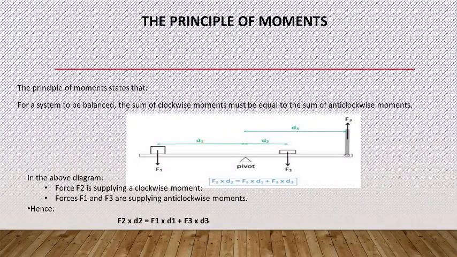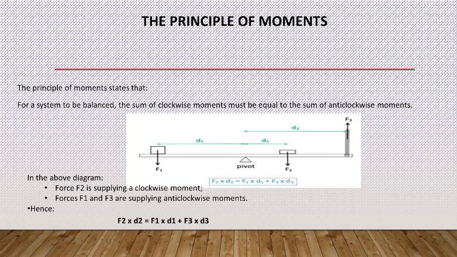The principle of moments states that for a system to be balanced, the clockwise moment equals the anti-clockwise moment. So in the diagram above, force F2 is supplying a clockwise moment, while forces F1 and F3 are supplying anti-clockwise moments. So we can have the equation F2 times D2 equals F1 times D1 plus F3 times D3.